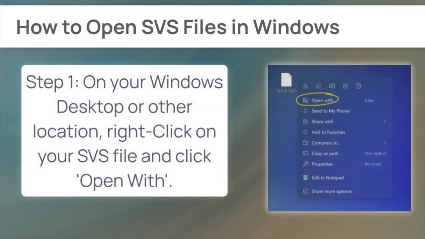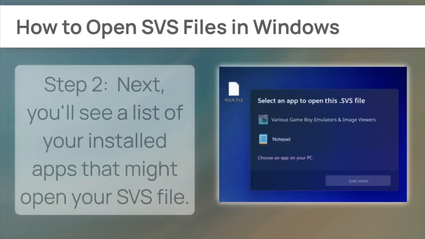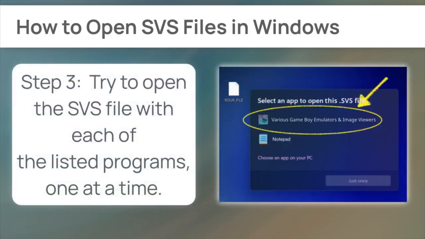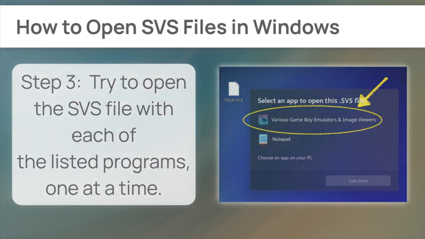Right-click the SVS file and choose Open With. If you see a category-appropriate option, for example, Game Boy emulators or image viewers, try that first. Otherwise, test a few different apps from the list.